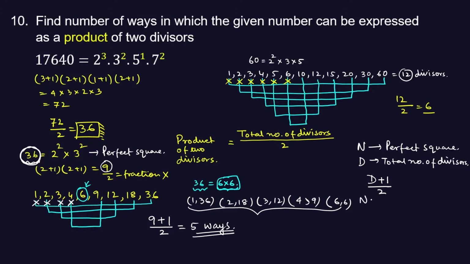But when n is not a perfect square, in that case, the total number of ways in which n is expressed as a product of two divisors will be d by 2. That's it. Is it clear to all of you? Whenever you are asked to express the given number as a product of two factors or two divisors, all you do is simply check whether that number is a perfect square or not.